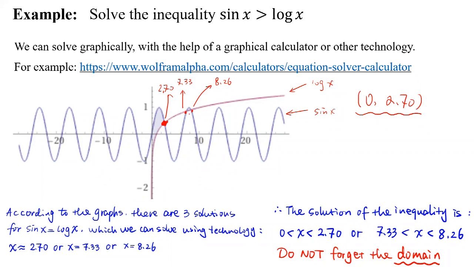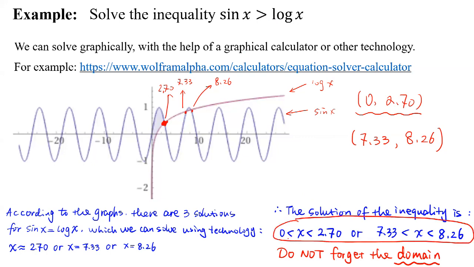Next, there is another interval which is from 7.33 to 8.26. In this interval, as you can see here, the blue curve is also above the red curve, which means sine x is greater than log base 10 of x, right? So the final solution of this inequality is these two intervals. x is either greater than 0 and less than 2.70, or x is greater than 7.33 and less than 8.26.